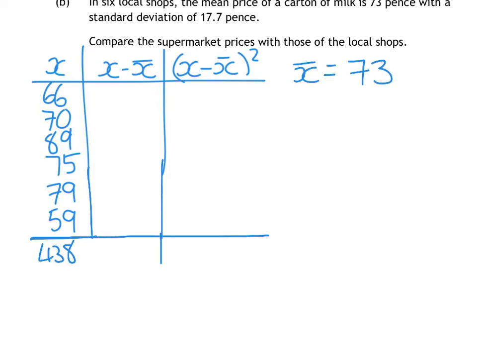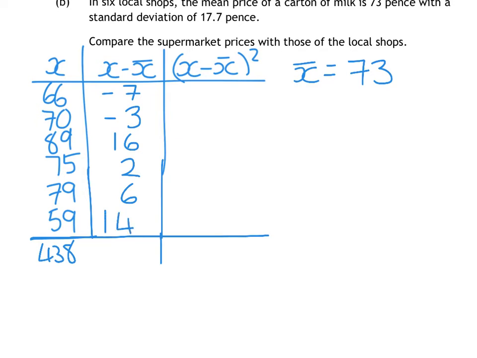Right, from there, the middle column is each of the numbers on the left take away 73. So for example, the first one is 66, take away 73. Now, if you want to be extra careful, use your calculator because you don't want to make mistakes here. So the first number is minus 7. 70 minus 73 is minus 3. 89 minus 73 is 16. That gives you 2. 79 take away that is 6. And 59 take away 73 is 14.